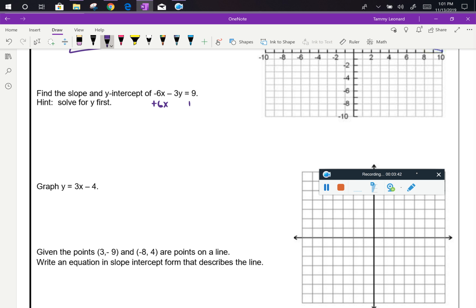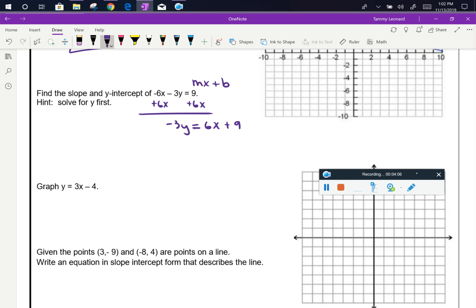If I add 6x to both sides, I'll be left with negative 3y equals 6x plus 9. Now I chose to write the 6x first because I remember I want this to look like mx plus b. So I want the x term first and the constant term second. Now I see that y is not completely alone yet. There's a negative 3 with it.